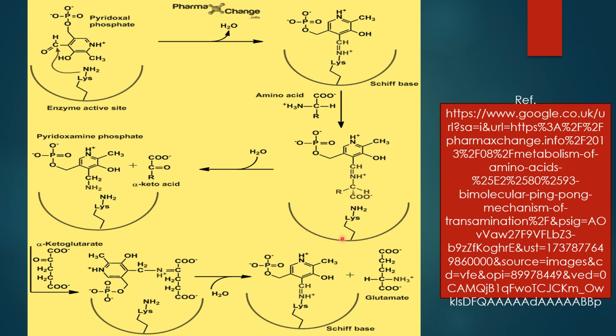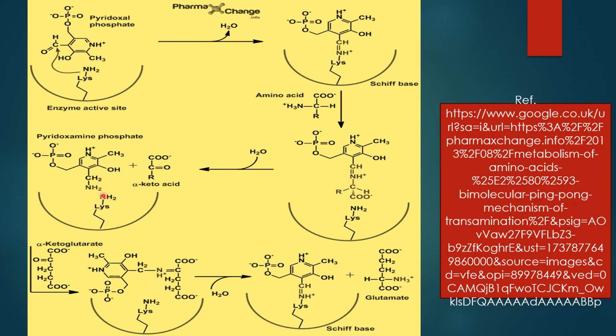So this enzyme is detached now, and the keto acid, after being hydrolyzed, is separated as a keto acid, and this pyridoxal phosphate is now converted into pyridoxamine phosphate because now the amino group has been transferred from this amino acid. So the enzyme is also detached.